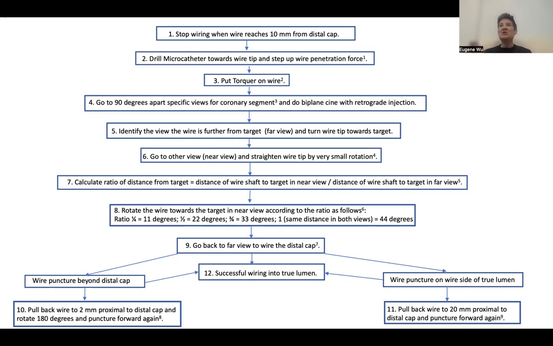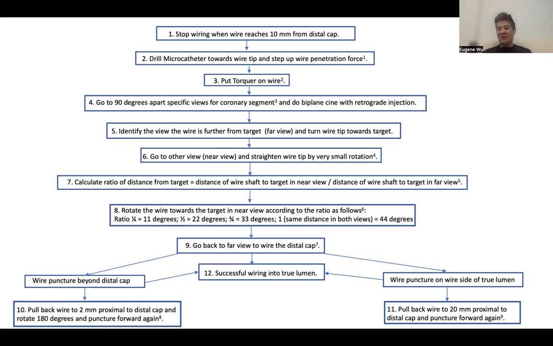In other words, how much nearer is the wire to the target in the near view compared to the far view. Number 8, we rotate the wire towards the target in the near view according to the ratio. If the ratio is 1/4, we rotate 11 degrees. If it's half, 22 degrees. If it's 3/4, 33 degrees. And if it's the same distance in both views, rotate 44 degrees.